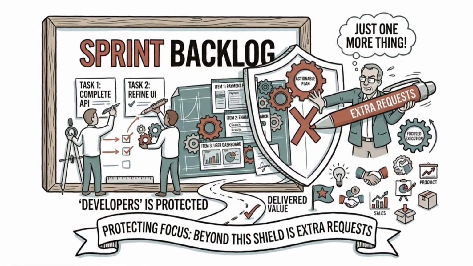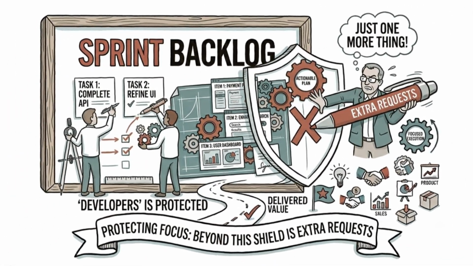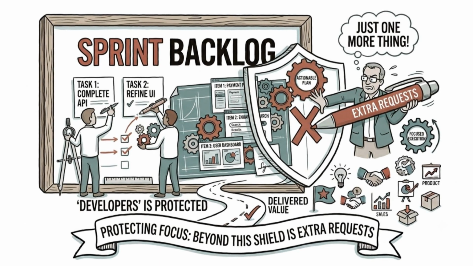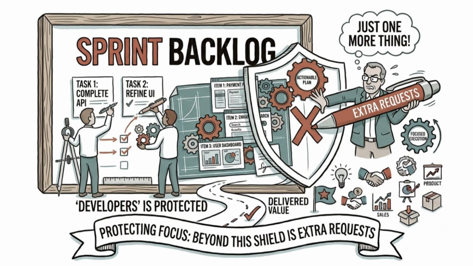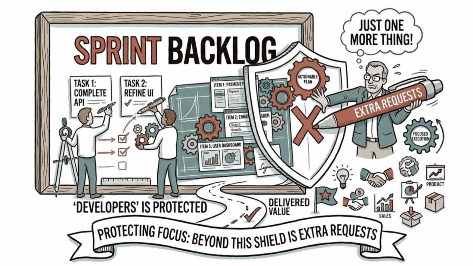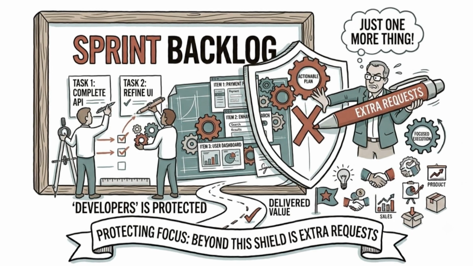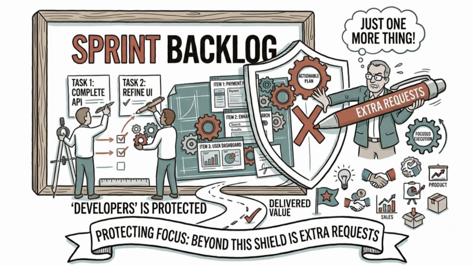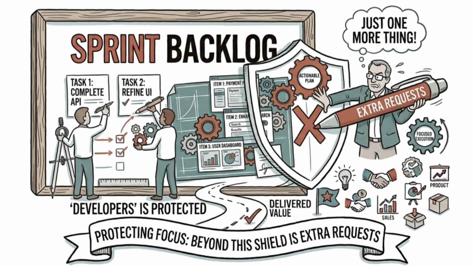Here is a critical concept that many corporate teams get wrong. Who owns the sprint backlog? The answer is simple: the developers. While the product owner brings the priorities and defines what needs to be done, only the developers decide how much work they can pull into a sprint and how they will execute it.